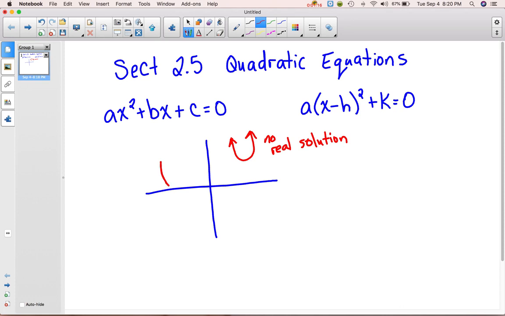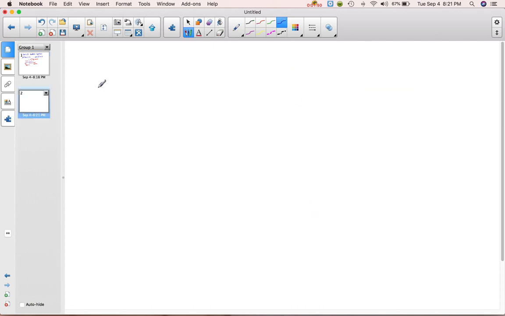Or it's possible that the parabola is kind of sitting, or it could be upside down and hanging from the x-axis, and we have one real solution, also a rational solution, or you could have 2 solutions. So that's the situation we're looking at. So we're going to go through some examples on solving quadratic equations.